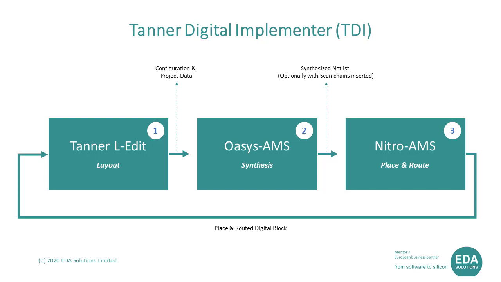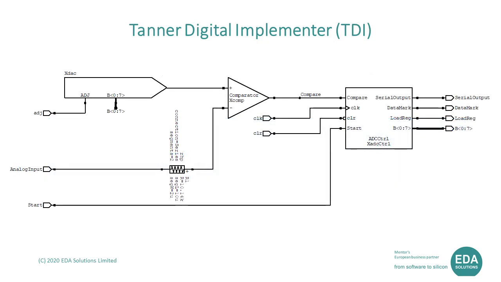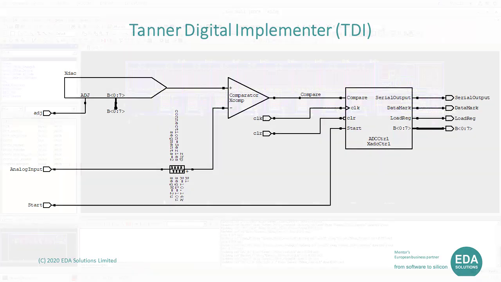TDI is integrated within Tanner Aladdin and is powered by Mentor's Oasis Synthesis and Nitro Place and Route engines. In this example, Tanner Digital Implementer TDI version 2020.1 is used to create a synthesized, placed and routed block of an 8-bit analog to digital converter circuit used within a mixed signal design.